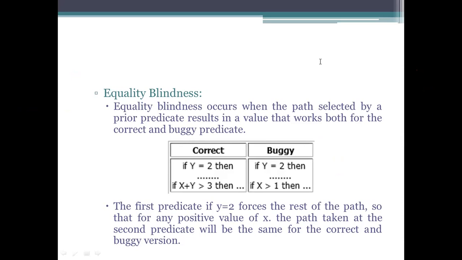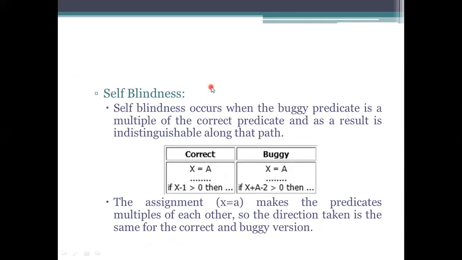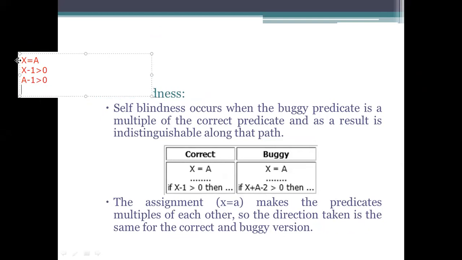Coming to the next one, self blindness means whenever we are using an expression-like representation, its multiples also become true. Multiples means here you are taking x equals a, and the expression here is x minus 1 greater than 0. Indeed, it is being specified as a minus 1 greater than 0. The multiples of this a minus 1 here is a into a minus 1.